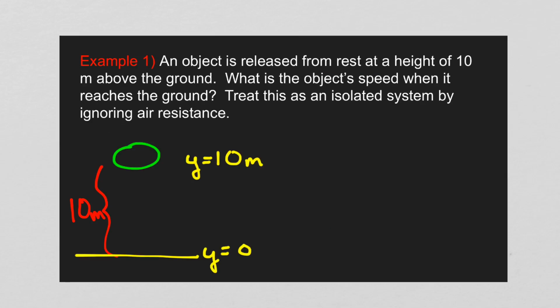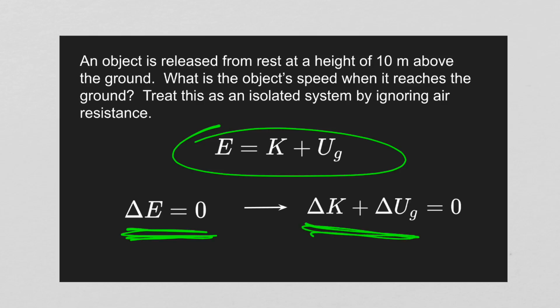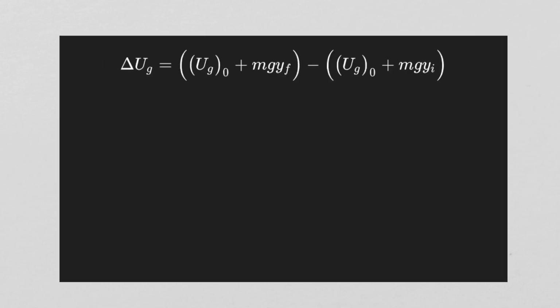First example, we have a rock. This rock is going to fall, as rocks are known to do. We want to figure out how fast it's going when it hits the ground. So we know it's going to be a conservation of energy problem. We know the total change in energy is going to be 0, which means that the total change in potential and kinetic energy is also 0.